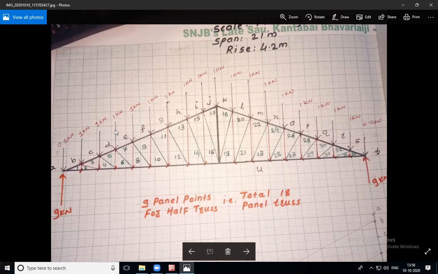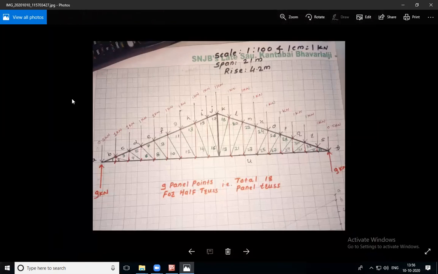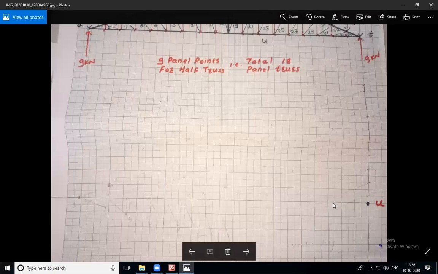Now draw one vertical line which is parallel to this load and locate the point U somewhere. I have already drawn one line. This is the dotted line, and I have located one U point here, an arbitrary location of U. You can locate the U point anywhere. There is no particular restriction for the U point.